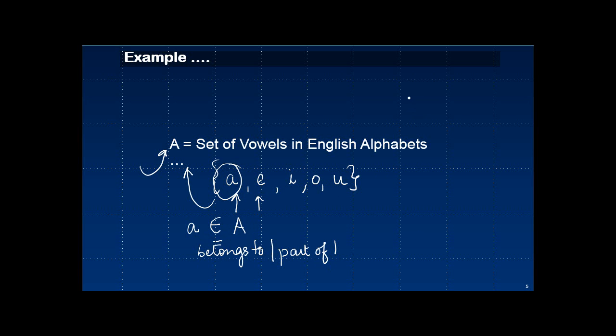On the other hand, if I have to say that there are other alphabets, let's say, for example, M. M is not a part of set A because the elements of set A do not include M. So we write this as M does not belong to A. You just write the belongs-to sign and then cross it across. So let us see some examples.